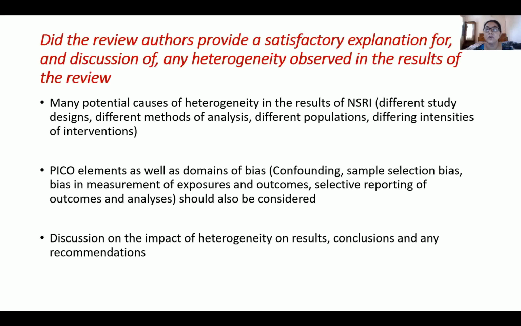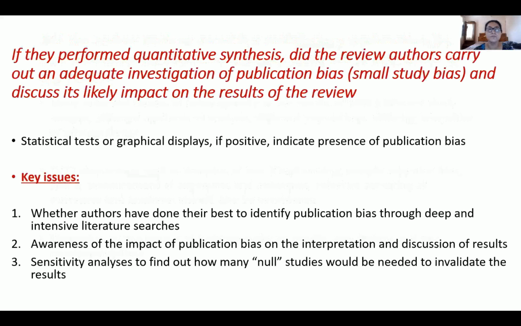The discussion on the impact of heterogeneity on the results, conclusion, and recommendation. So this is very important. If they performed quantitative synthesis, did the review authors carry out an adequate investigation of publication bias and discuss its likely impact on the results of the review? So this is another important factor, publication bias. For publication bias, various statistical tests and graphical displays are available. One is the funnel plot. The funnel plot can indicate the presence or absence of publication bias.